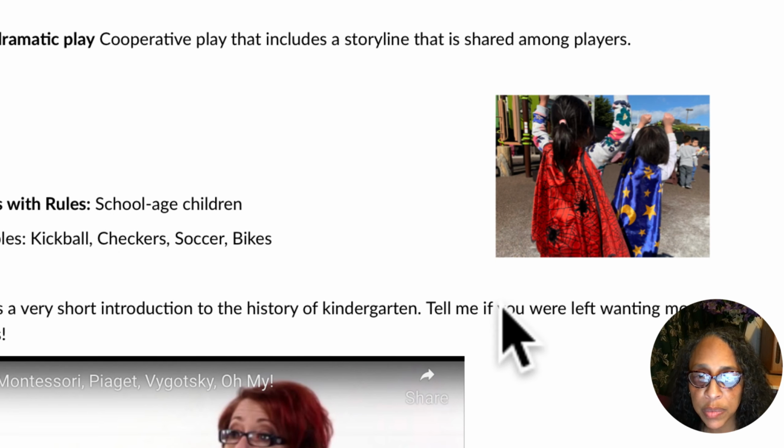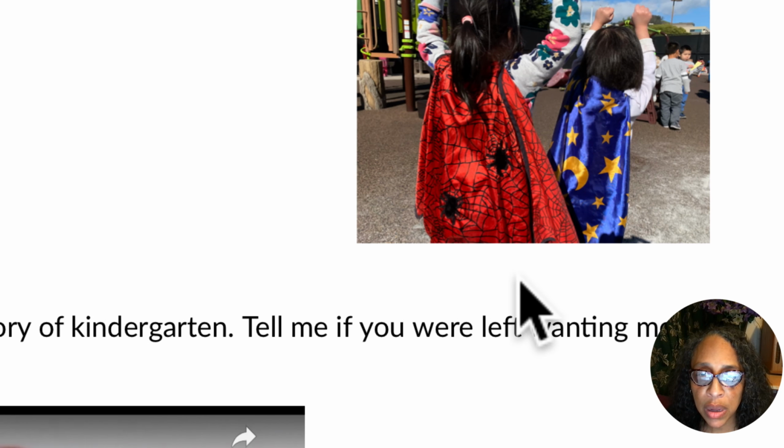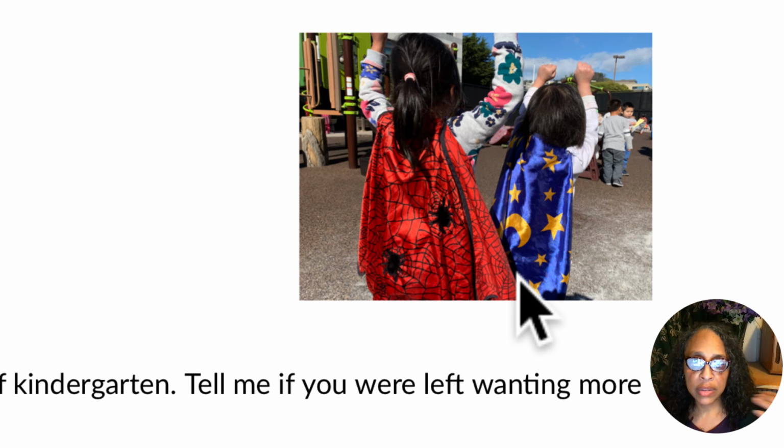And I've got this one here to remind you all: the outside should be mirroring the inside. So you should have a play kitchen outside. You should have a book area outside. You should have a dress-up area outside. Everything that's inside should be outside as well.